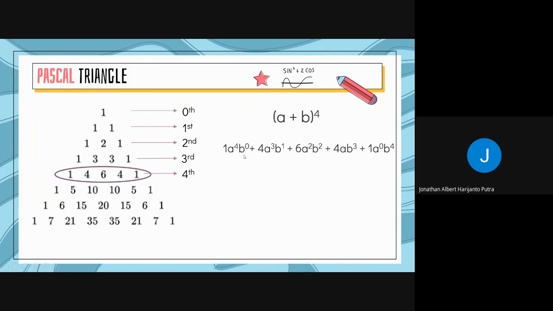And for the a and b, actually it's pretty simple. For a, starting from the left, the power is the same as the highest power of the binomial, and then it just decreases one by one until it reaches 0. For b, it works the same, but it is just reversed, so it starts from 0 and then to the highest power. Then after we simplify this, we get this.